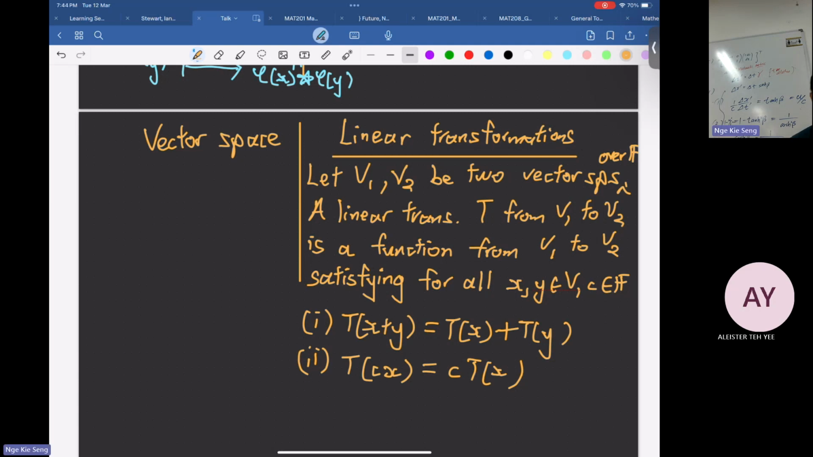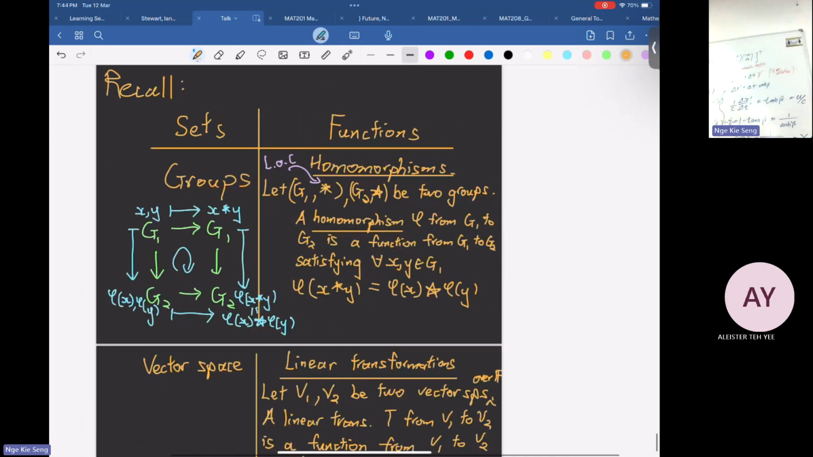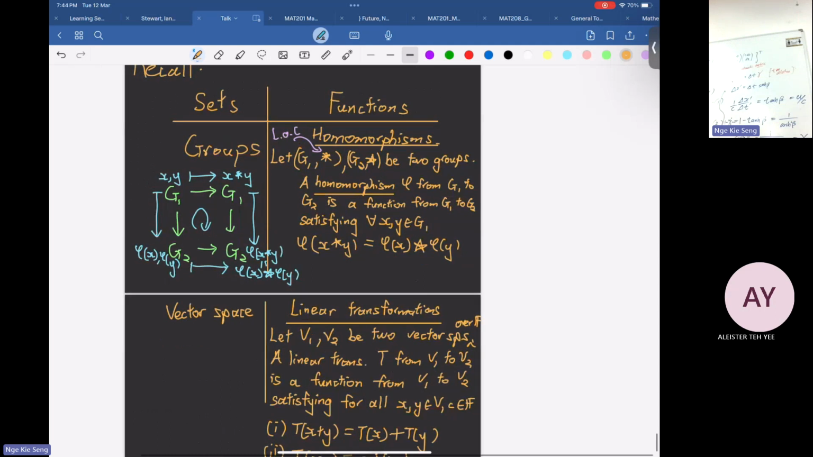Okay, so this is a linear transformation. Actually, what I've introduced here, if we use higher level terms, these are actually categories. First is the category of sets, second the category of groups, and the category of vector spaces. So with categories, what do you have? You have objects and morphisms.